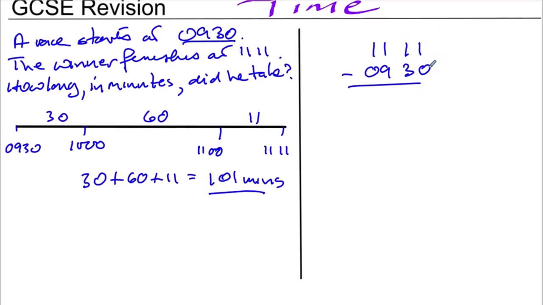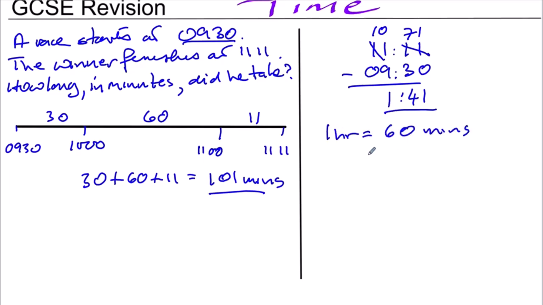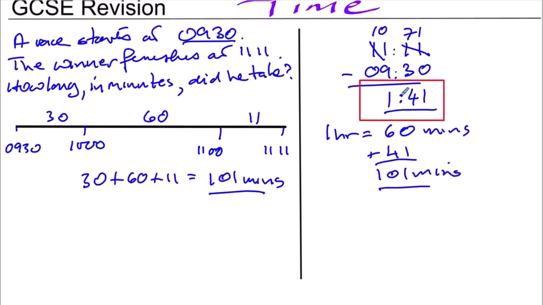Now, when I said earlier, I use a colon here. I like having the colon here because it reminds me that I'm dealing with time. So here, 11 minutes take away 30 minutes. I can't do it, so I take an hour from here. So this becomes 10 hours, and this becomes plus 60. So it becomes 71 minutes. 1 take away 0 is 1. 7 take away 3 is 4. 10 take away 9 is 1. So it takes 1 hour 41 minutes. 1 hour equals 60 minutes. Plus 41 gives me exactly the same answer. 101 minutes. So I use the colon as just a reminder that I'm dealing with minutes.